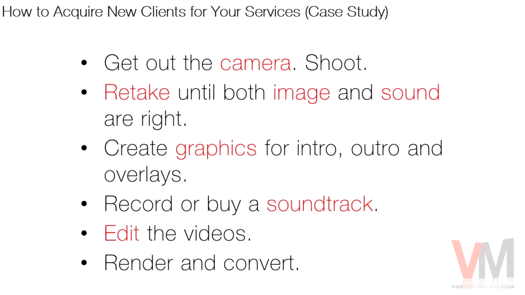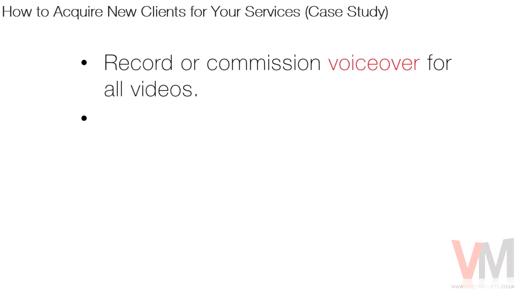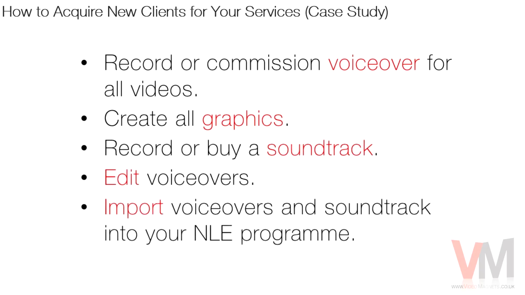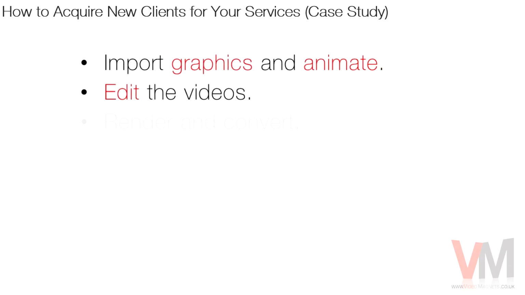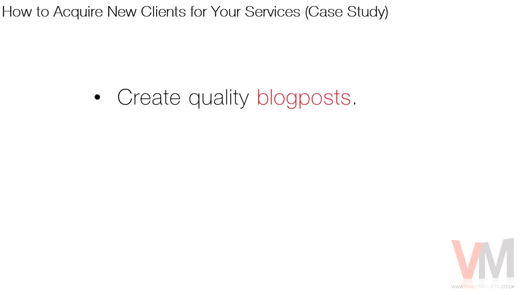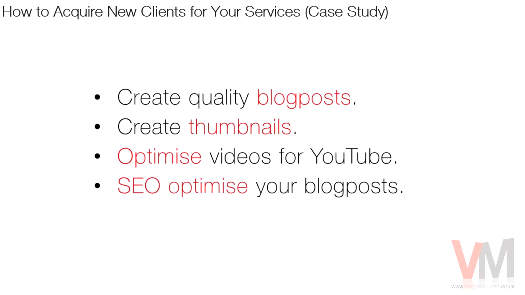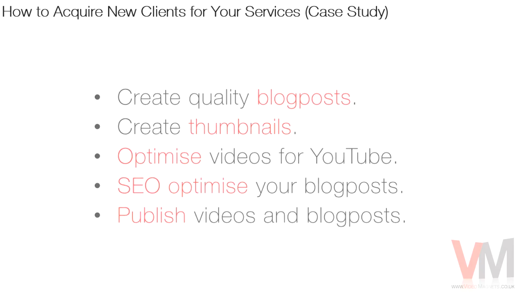And if you want to create an explainer video, an illustrated explainer video, record or commission voiceover for all videos, create all graphics, record or buy a soundtrack, edit voiceovers, import voiceovers and soundtrack into your editing program, import graphics and then animate, edit the videos, render and convert. And that is what you need to do to create the videos. Now that your videos are ready, you need to create quality blog posts, create thumbnails, optimize videos for YouTube, SEO optimize your blog posts, publish your videos and blog posts. That's the process to get all the content up onto your website, onto your YouTube channel, wherever.